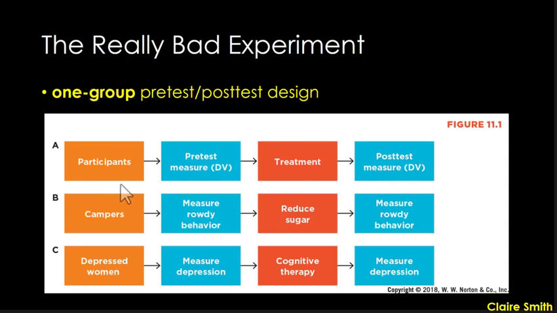But typically, you would have more than just one single group going through this, right? You need some kind of control group or different levels of the independent variable, of this treatment, to determine if changes in this are actually causing this change or not. So the campers: measuring rowdy behavior before the sugar reduction, you reduce sugar and then measure behavior after to see the change. Depressed women: measure depression initially, have them go through some sort of therapy, cognitive therapy, whatever, measure depression afterwards, right? So everyone should see it's a pre-test, post-test, you're measuring the dependent variable twice, but it's really bad, because there's only one group participating.